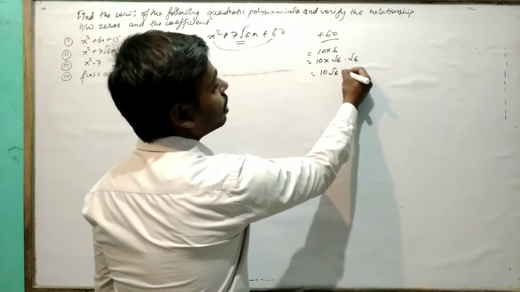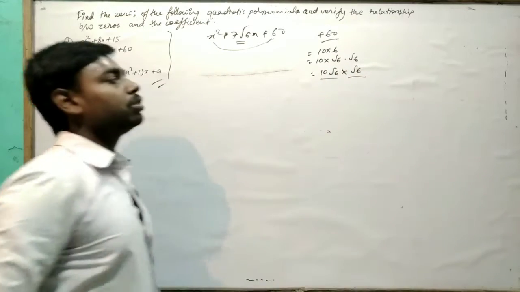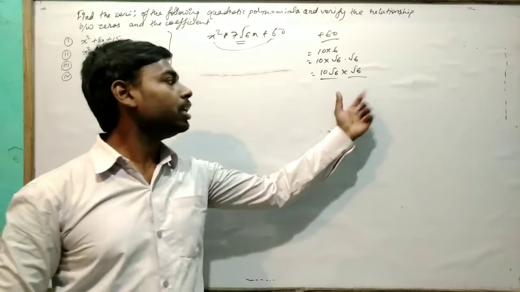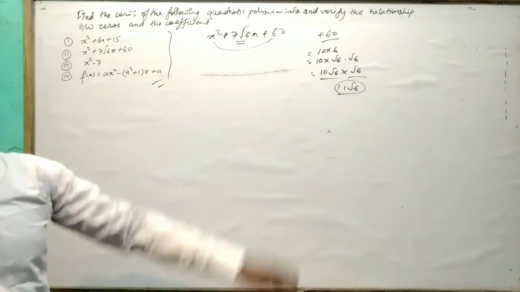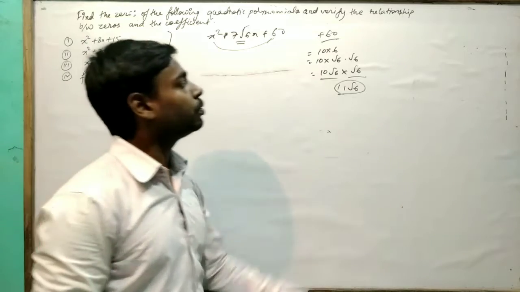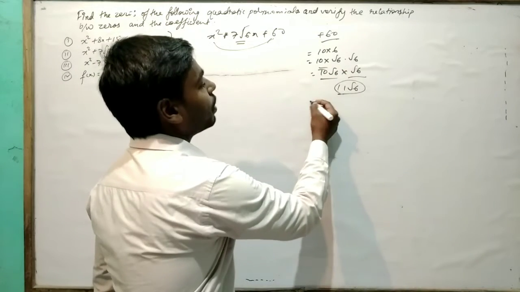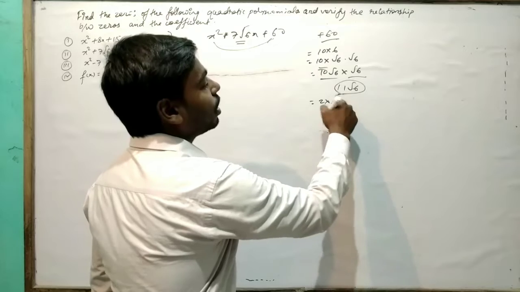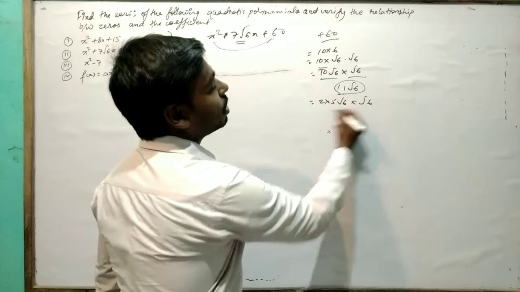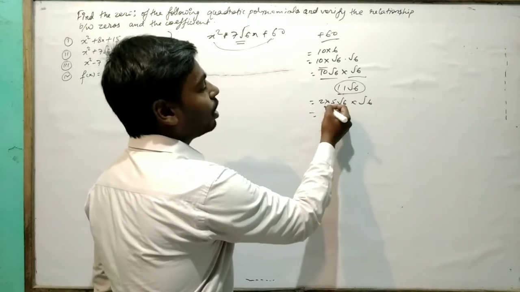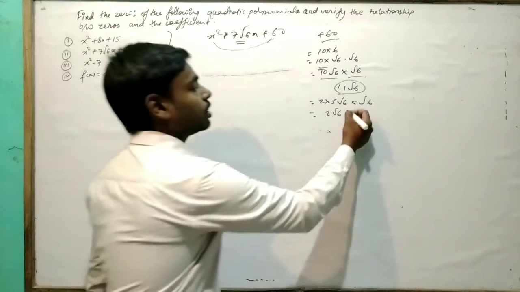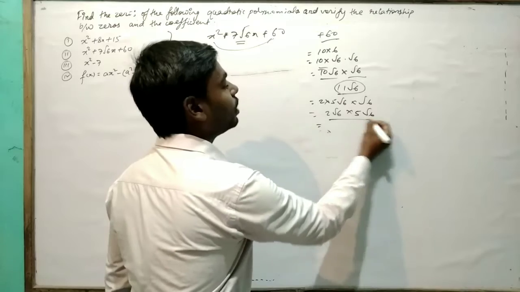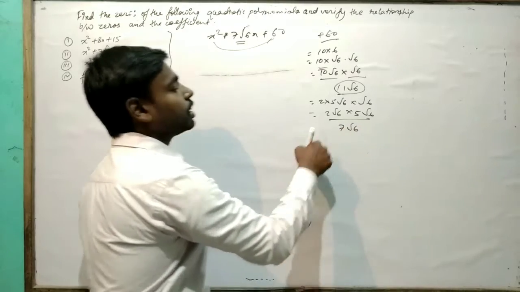Now we can write these two terms. When these two terms are added, we get 11 root 6. But here we want 7 root 6. Then we also have to factorize 10. We factorize 10 as 2 into 5, so 2 root 6 into 5 root 6. We take 2 with root 6 and 5 with root 6. When we add these two terms, we get 7 root 6.